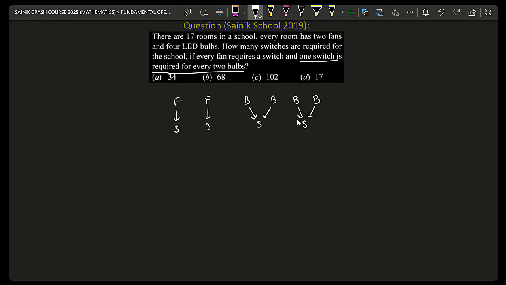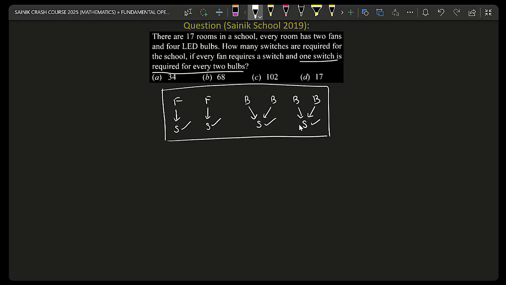Yes, sir. That means in one room, how many switches are required? Sir, in one room, 2 switches are required for bulbs. For all the fans and bulbs, I'm asking. Sir, 4. One, two, three, four, right? Yes, sir. One room, four switches. Can't you find for 17 rooms? Yes, sir. 17 into 4.